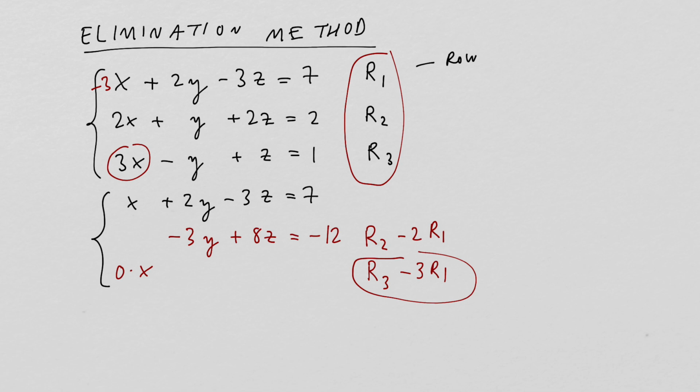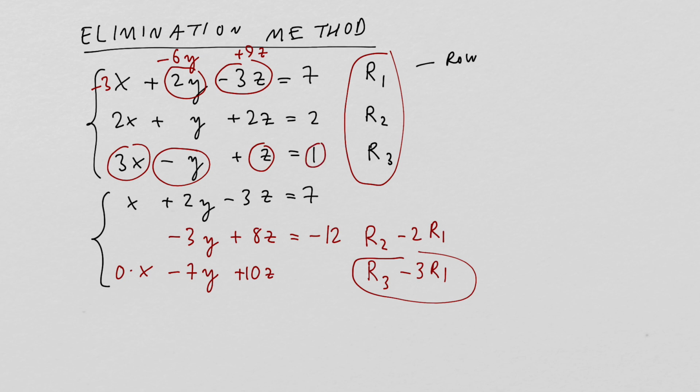Then we have, in the place of y, we have -y, and we multiply the first row by -3, we get -6y. -y minus 6y gives -7y. Then in the position of z, we have one z here, and we should take the first row and multiply it with -3. We get plus 9z. Z plus 9z is plus 10z.